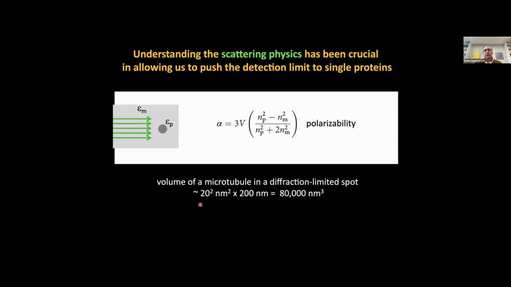Now, if I were to estimate the volume of something like a microtubule, I take a cross-section that is 20 by 20 nanometers, and take the length of it to be about 200 nanometers. That's the length that matters to me, because that's the part that is in a diffraction-limited spot. So I'm getting light signal from about 200 nanometers of it in one diffraction-limited spot. Then I would have a volume, this is an estimate, of about 80,000 cubic nanometers.